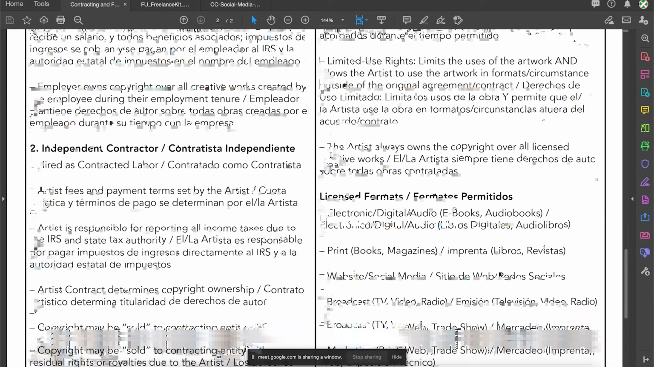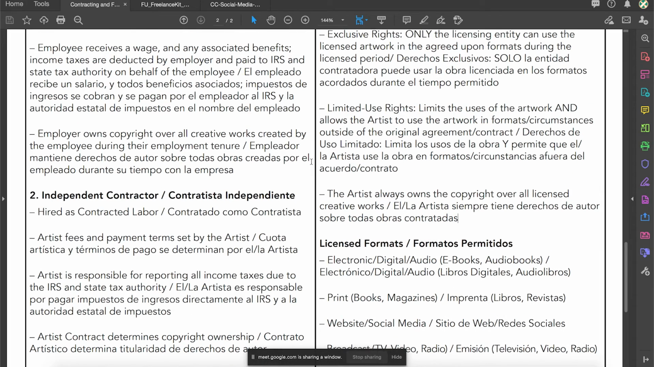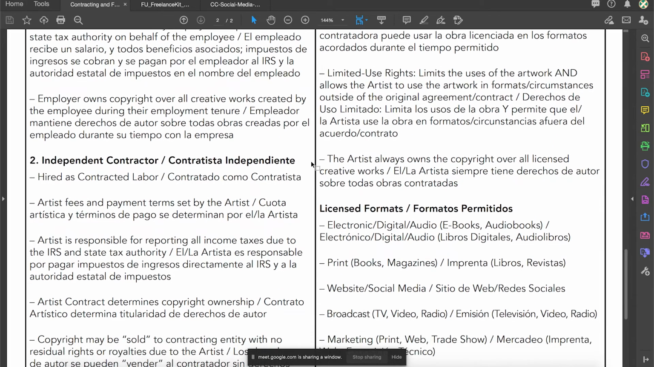In this case, you always own the copyright over all your licensed work. So as long as you register your copyright with the U.S. Copyright Office, or even if you don't get to do that, as the person that creates it, you can essentially prove that you are the owner of your own intellectual property. Although it is really, really good to actually register it with the U.S. Copyright Office. But basically, this document is going to be something that always establishes you as the copyright owner.